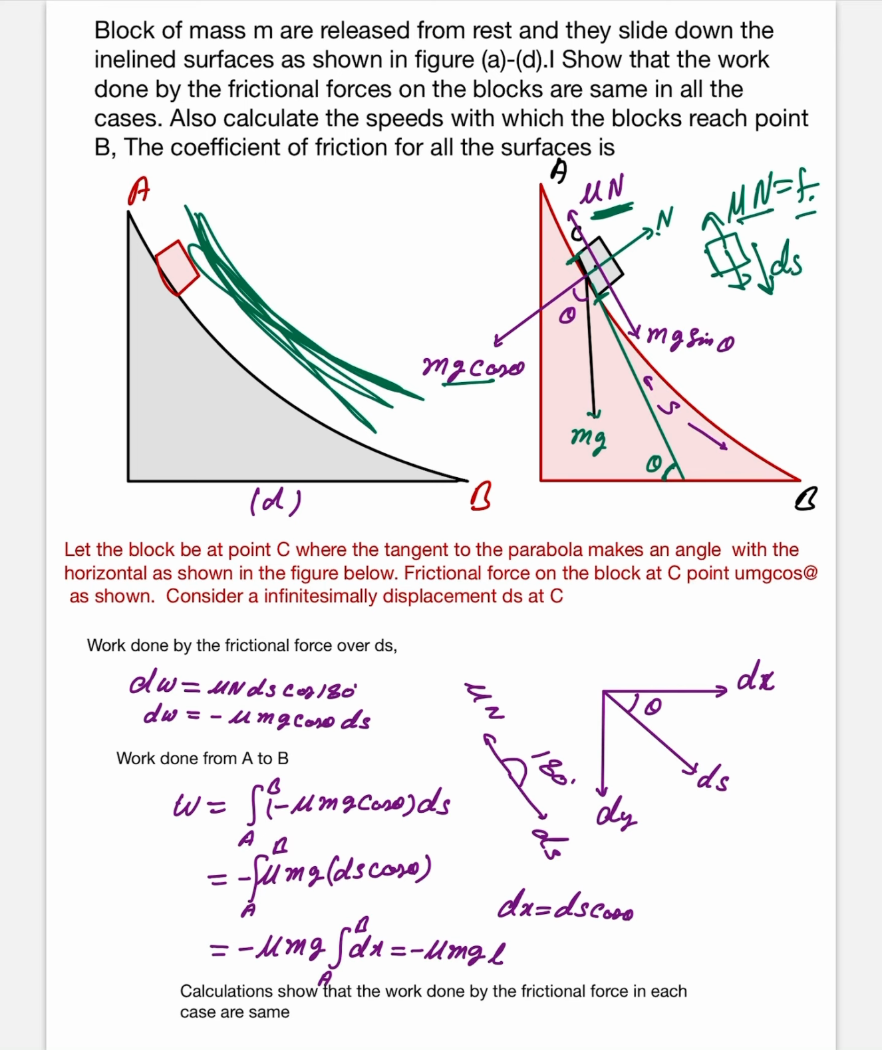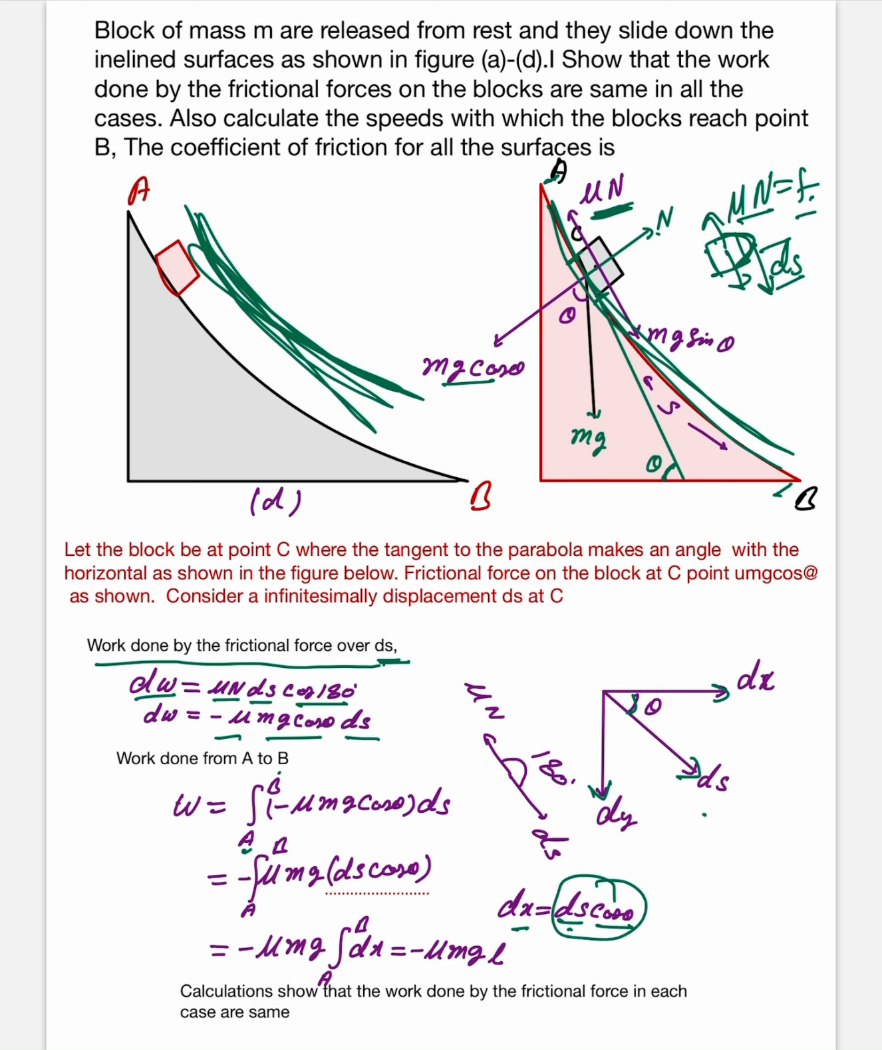So work done by frictional force over a very small distance ds is dW equal to mu into N ds cos 180, because of 180 it is written minus mu mg cos theta into ds. But this block is going from A to B, so it is written integral from A to B of mg cos theta ds. I know that here dx, here dy, and here dx, that is theta. This one is theta and that is ds. So dx is equal to ds cos theta.